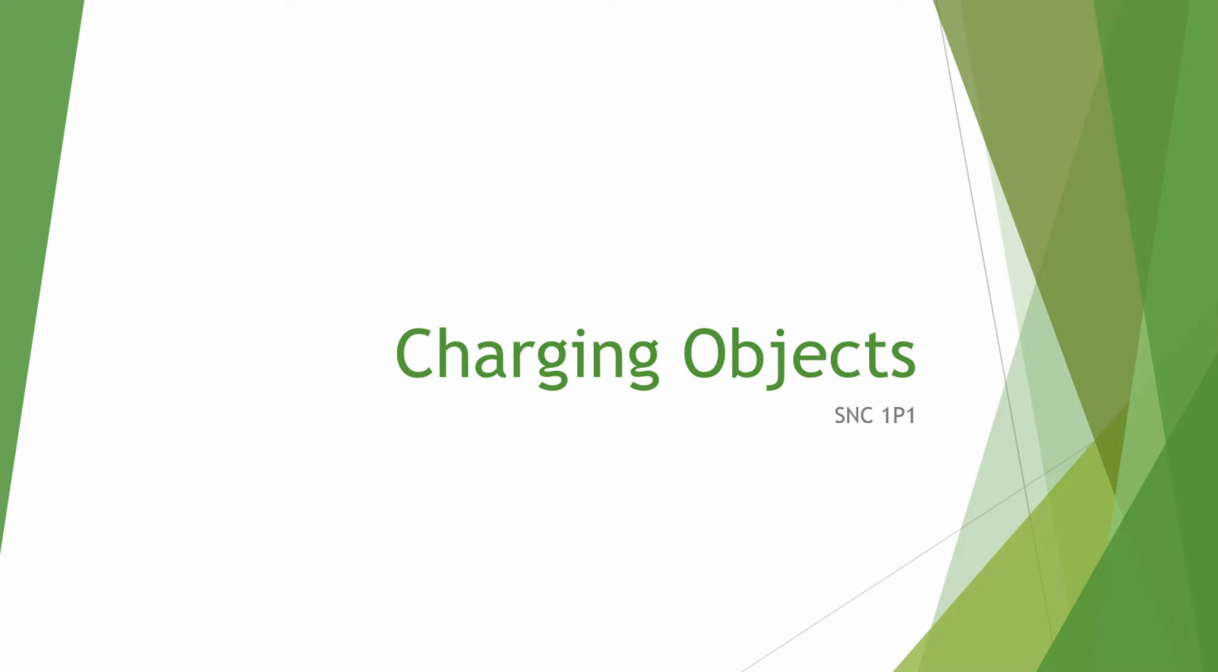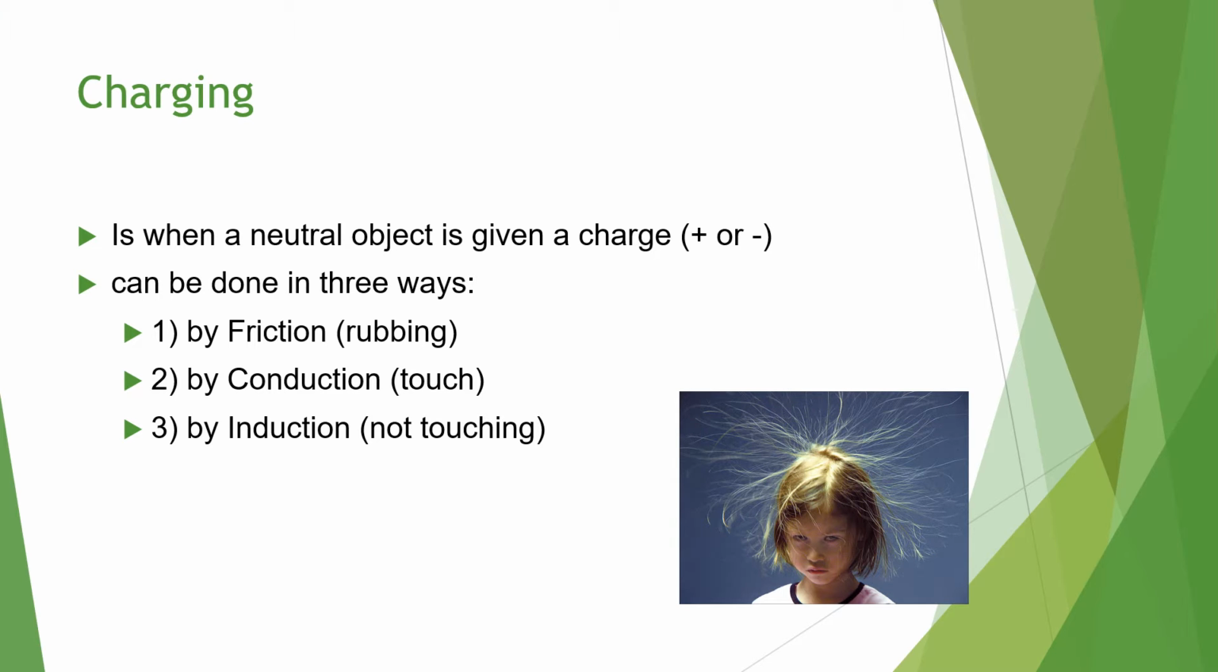Okay, so this third lesson of the electricity unit is going to be covering 3 different types of charging. So 3 ways to charge objects. It says here, charging is when a neutral object is given a charge, either positive or negative. So we know neutral, guys, is when an object has an equal number of protons, positive charges, as electrons, negative charges. So when we charge something, this actually causes the neutral object to become either positively or negatively charged.